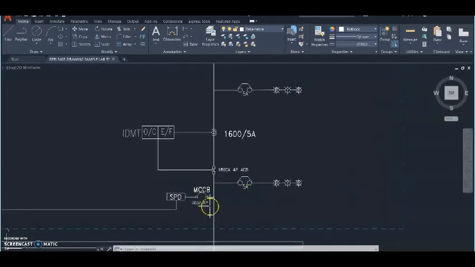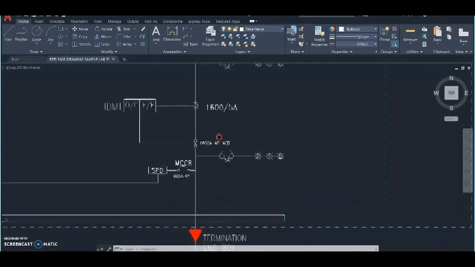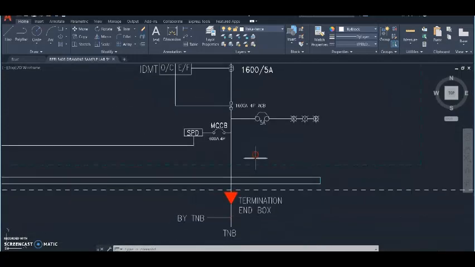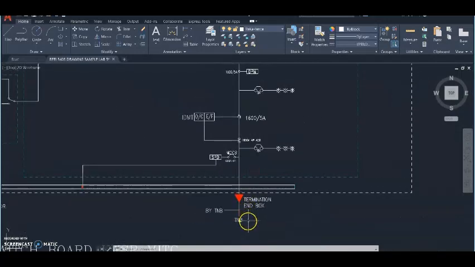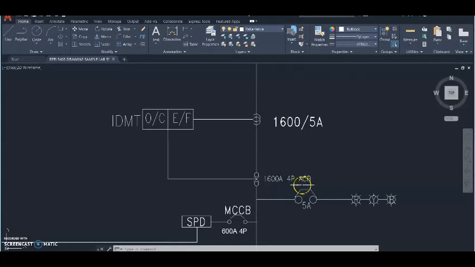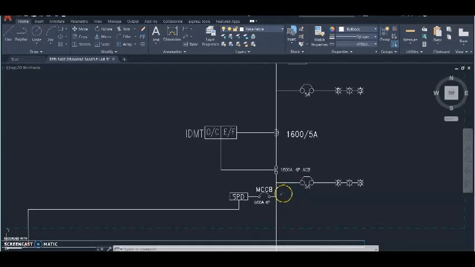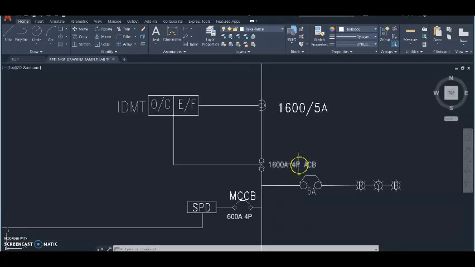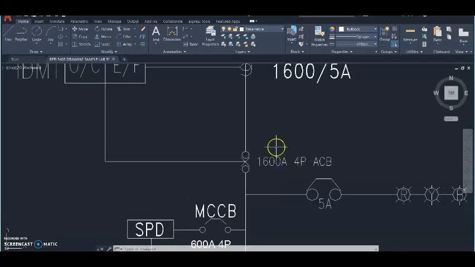So we also have an indicator light. This indicator is to determine whether there is a source from the TMB or not. And then we also have an ACB with rated current of 1600 ampere. This ACB stands for air circuit breaker. It operates the same as an MCCB, but it has a higher rated current.